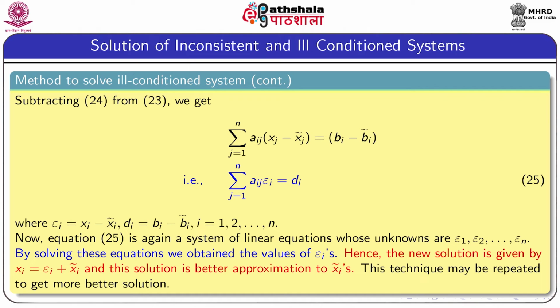By solving this system of equations, we obtain the values of epsilon 1 to epsilon n, and hence the new solution is given by xi equal to epsilon i plus xi tilde. Xi tilde is the approximate solution and epsilon i is the solution obtained from the system of equation 25. Therefore, xi equal to epsilon i plus xi tilde is the better approximate solution of the variable xi. This technique may be repeated to get a better solution of the given system of equations.